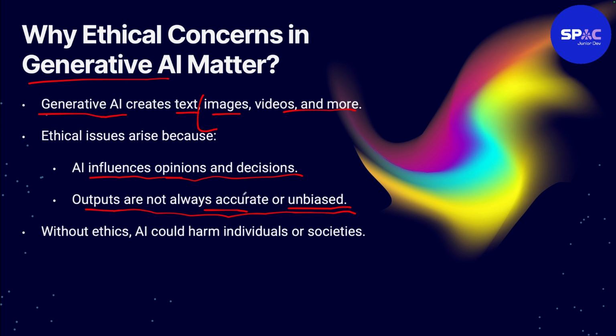Sometimes it's biased, sometimes it's inaccurate. So we have to make sure that we set some rules to catch generative AI when it's not accurate and when it is biased. Without ethics, AI could harm individuals or society, right?